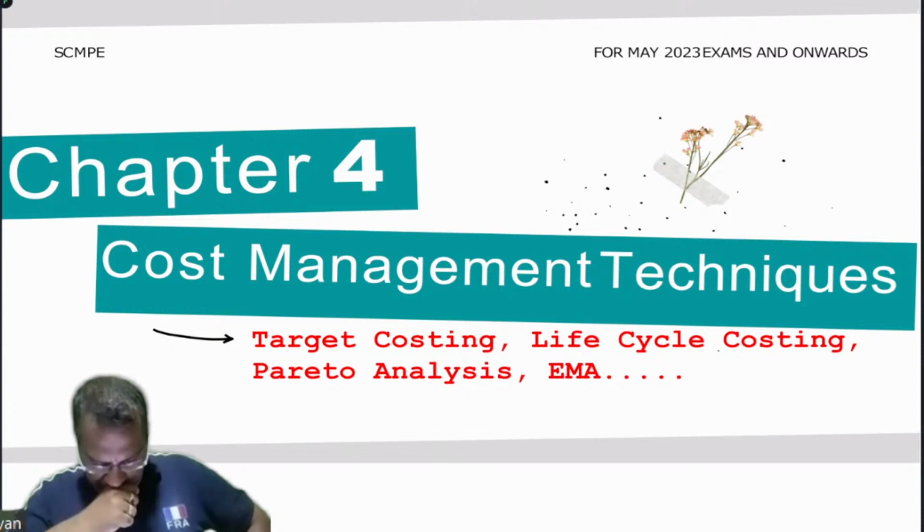Hello everyone. So let's start a new chapter. Chapter number 4, cost management technique. So आज एक नया chapter start करेंगे बेटा. There will be a total 4 sessions on this particular chapter, cost management technique.